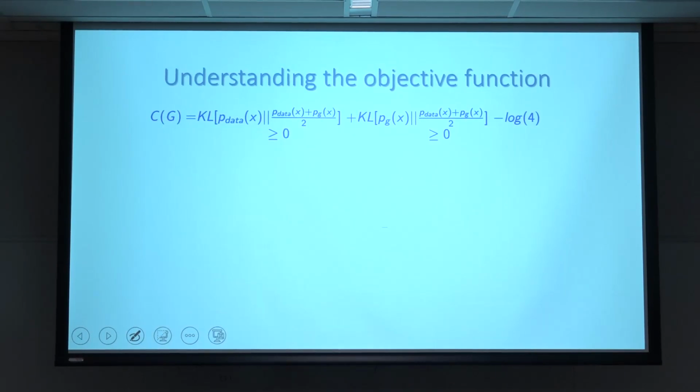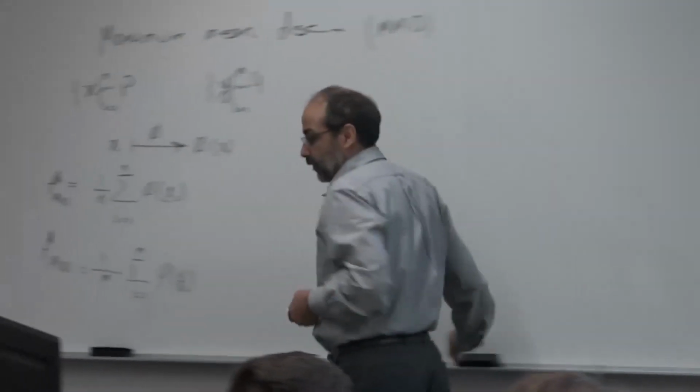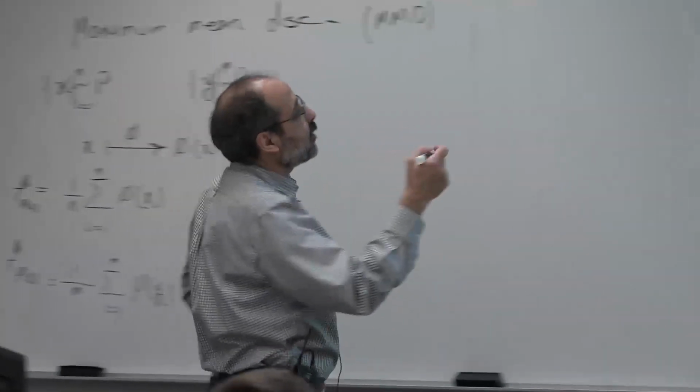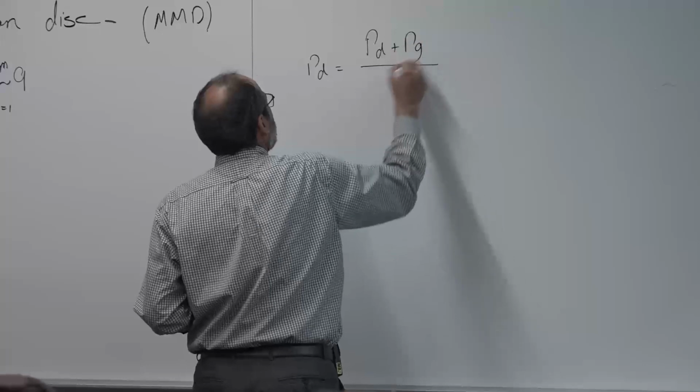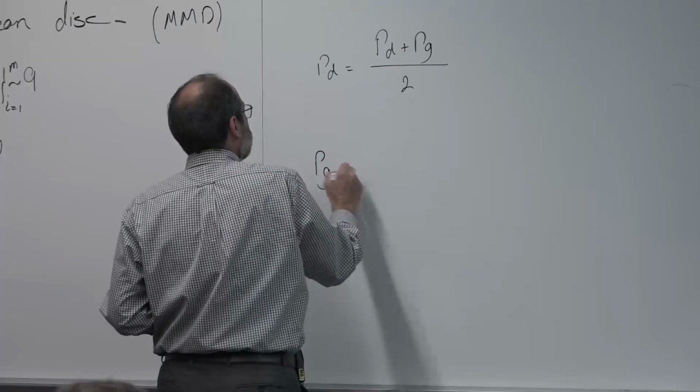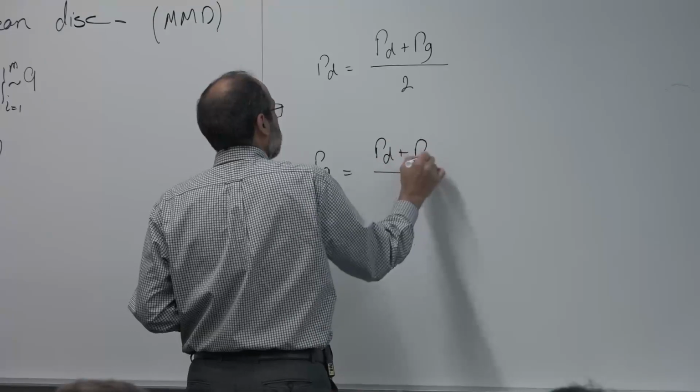And don't forget that KL divergence is a measure of similarity, right? When KL divergence is 0, basically this one tells you that p_data is the same as p_data plus p_G over 2. And this one tells you that p_G is the same as p_data plus p_G over 2. So when does this happen? The first term told me that p_data is p_data plus p_G over 2. And the second term told me p_G is p_data plus p_G over 2.